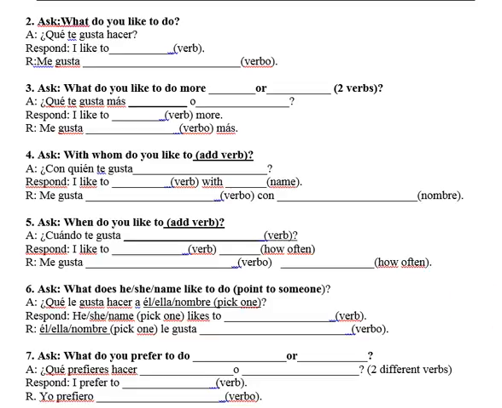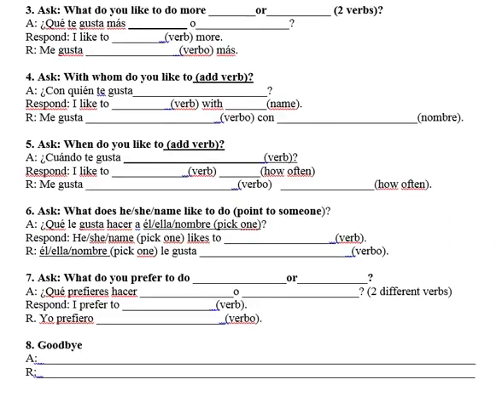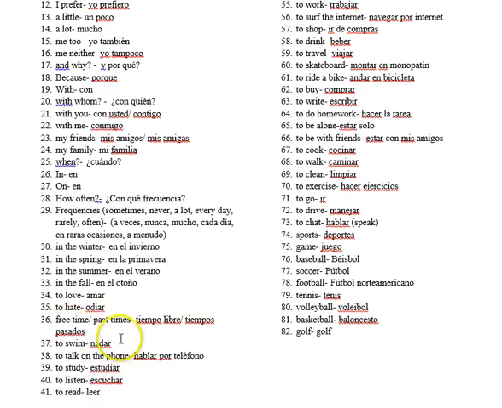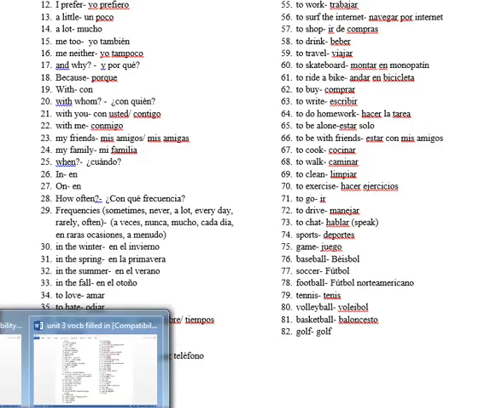You can also use other things like your frequencies. I believe that it is on number 29. So we see right here number 29, we see some frequencies. We see sometimes, never, a lot, every day, rarely, and often. And so those are said a veces, nunca, mucho, cada día, en raras ocasiones, and a menudo. And you can use those to help fill those in about how often.